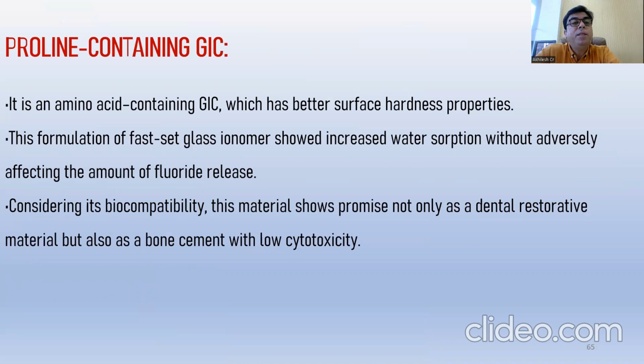Proline containing GIC. It is an amino acid containing GIC which has better surface hardness and properties. This formulation of the fast-set glass ionomer showed increased water absorption without adversely affecting the amount of fluoride. Considering its biocompatibility, this material shows promise not only as a dental restorative material but also as a bone cement with low cytotoxicity.